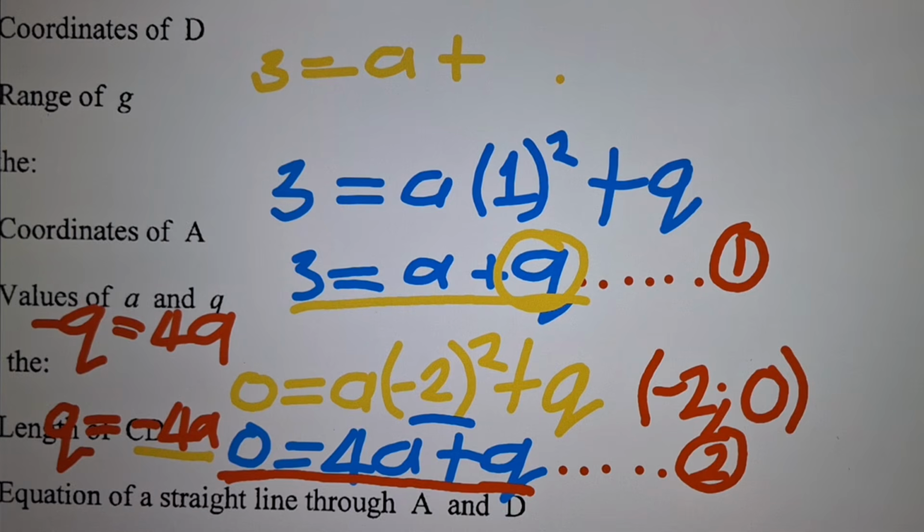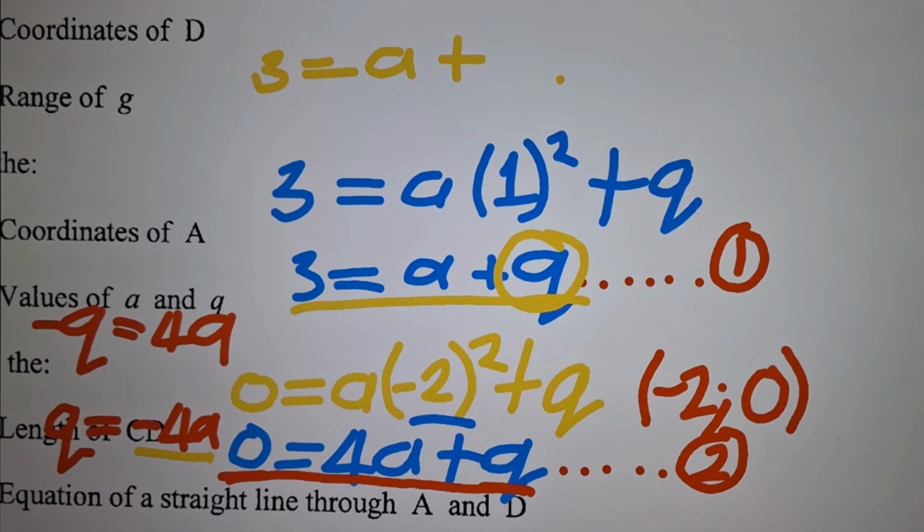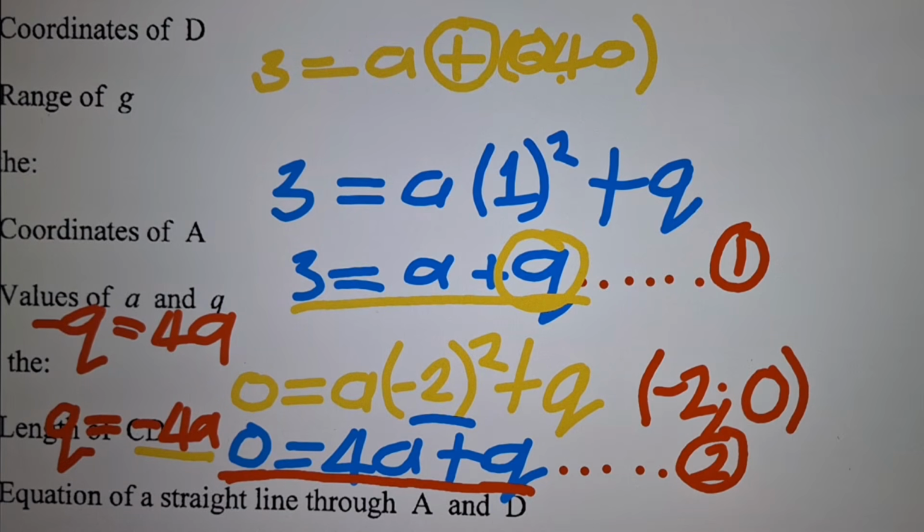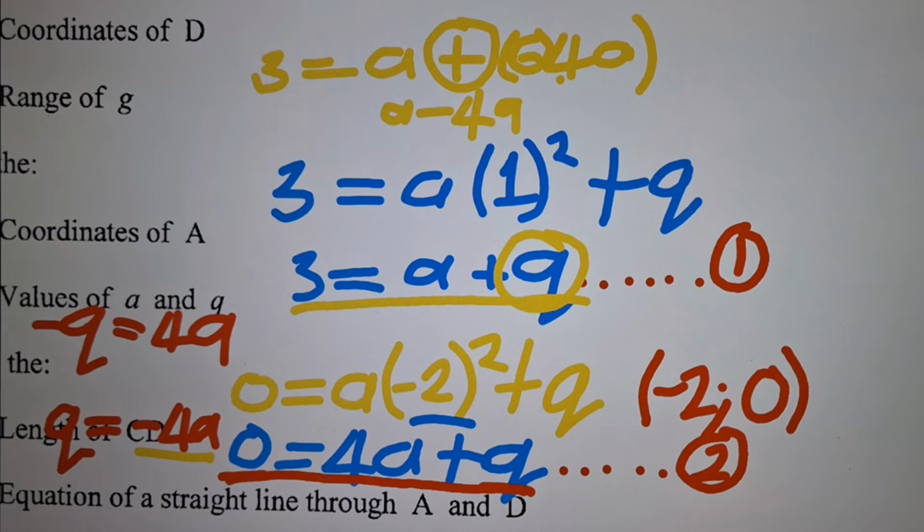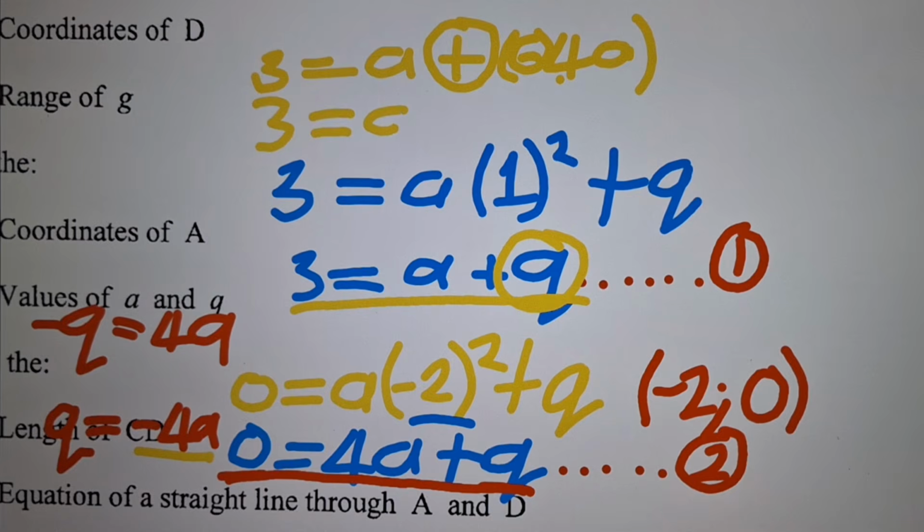Negative 4a. In the place of q, I'm going to substitute negative 4a, because we say our q is equal to negative 4a. So 3 equals a minus 4a. Let me write it in more visible letters. 3 equals a minus 4a. A minus 4a is equal to what? It's equal to negative 3a.